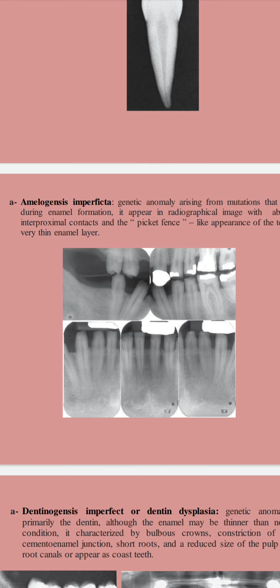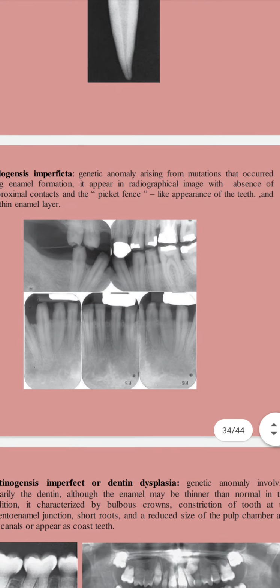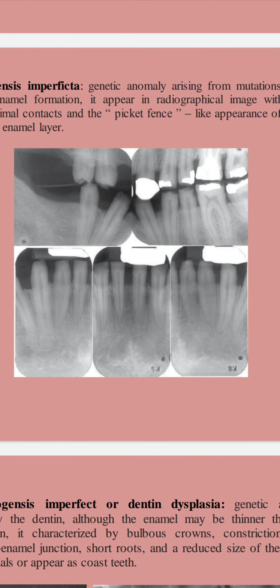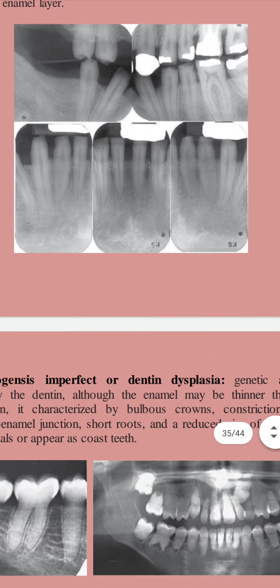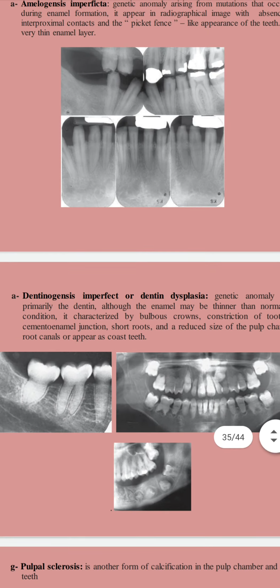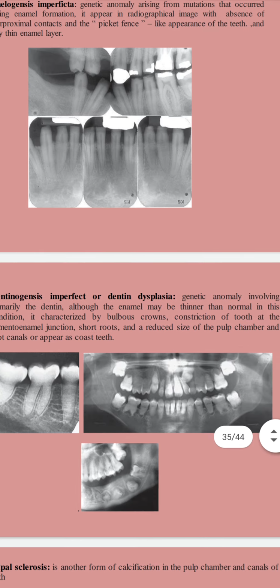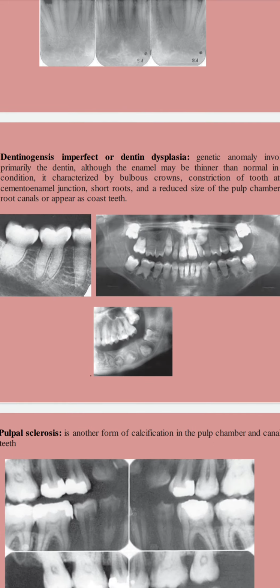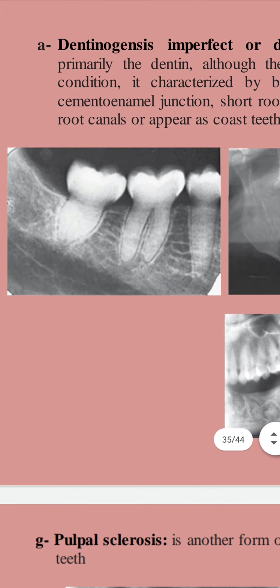Amelogenesis imperfecta. Genetic anomalies due to a mutation that occurs in the enamel formation. Therefore, the tooth appears without an enamel layer, appears as prepared. Dentinogenesis imperfecta. The mutation occurs to cause disturbances in the dentine formation. Therefore, the enamel appears, but the dentine has a hazy or ghostly appearance. It's like a ghost picture without pulp appearance.